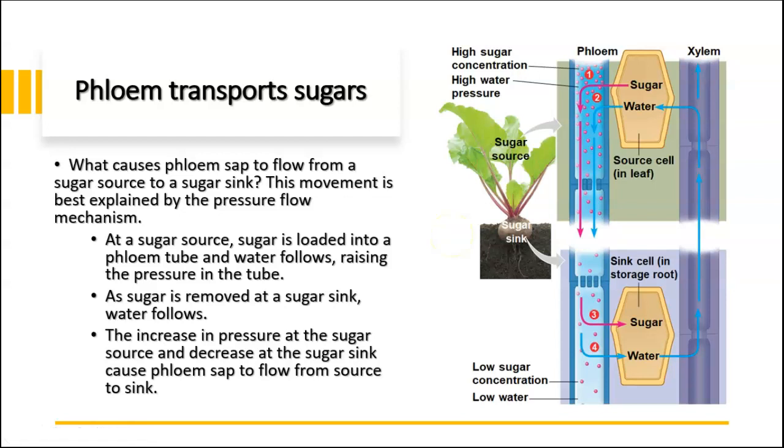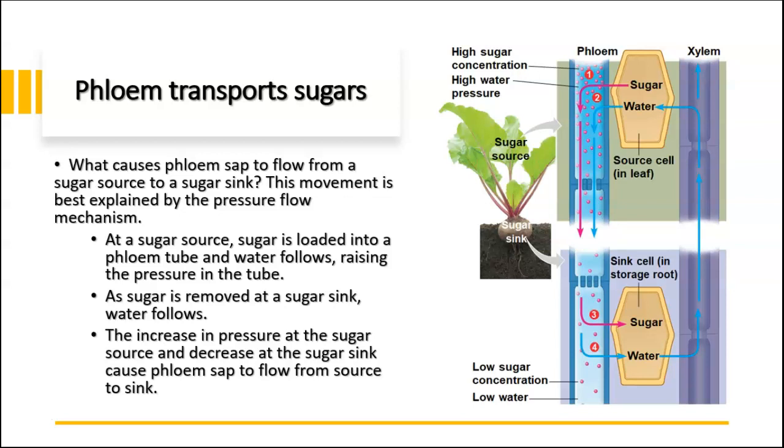In some plants, it's stored more in the stems. Others, it's stored more in some of the leaves and things like that. But as the sugar is loaded into the phloem tube, that raises the pressure in the tube, and that allows the sugar to flow down away from the source, because you're moving from high concentration to lower.